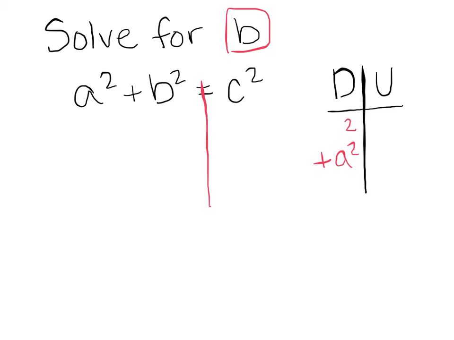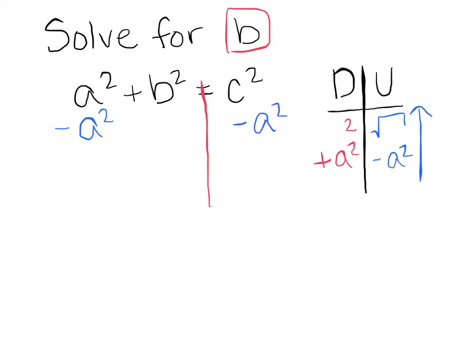So when we look at our undo chart, we are going to undo adding a squared by subtracting a squared. Now we need to undo squaring. Remember what the opposite operation of squaring was? It's the square root. So we're going to follow our undo chart in this direction, top to bottom, and we're going to solve this equation for b. So let's start by undoing a squared. Let's subtract a squared.